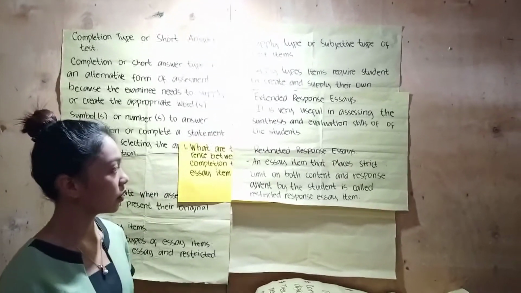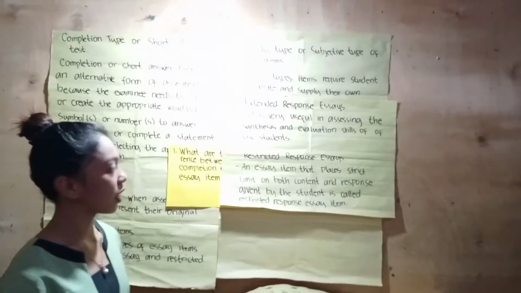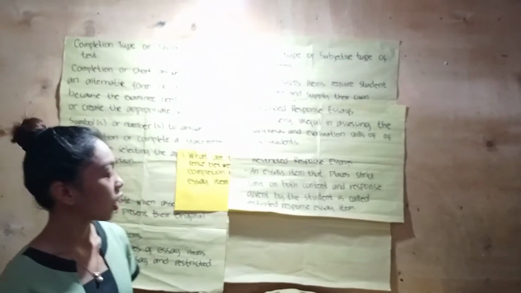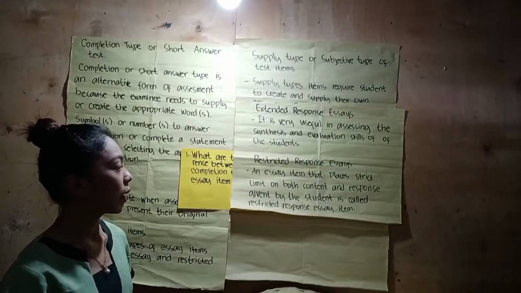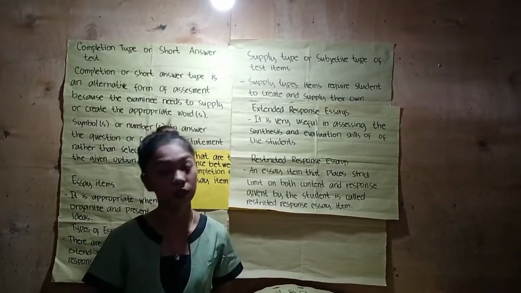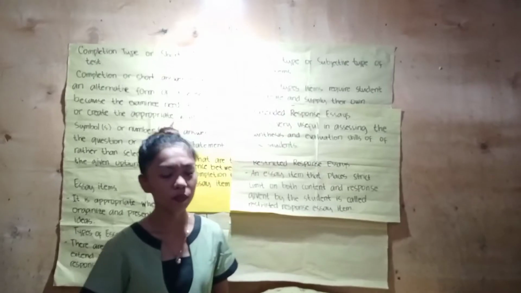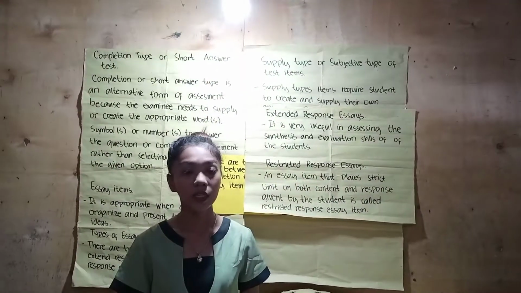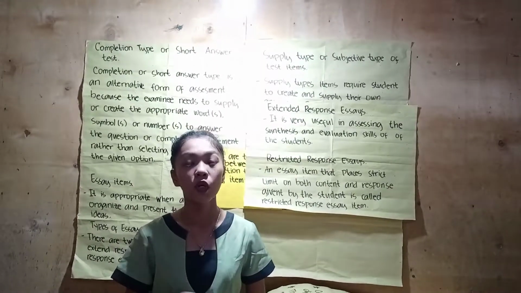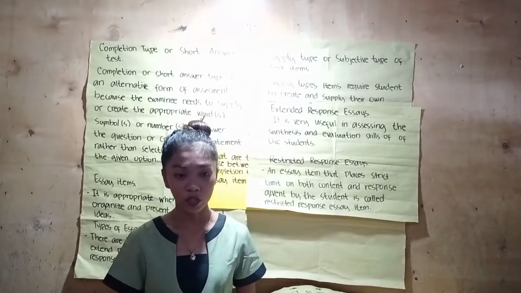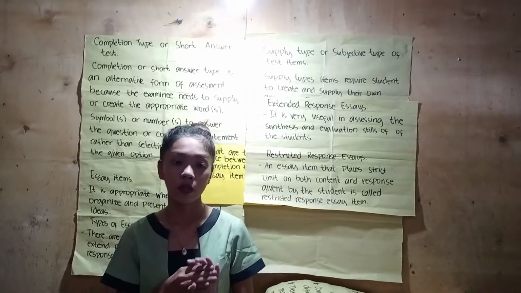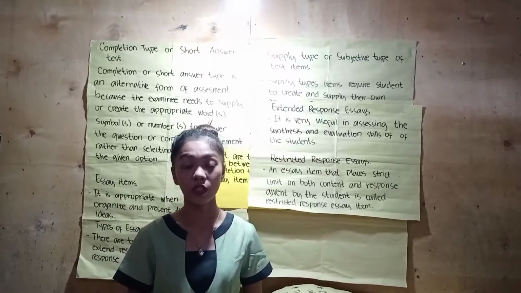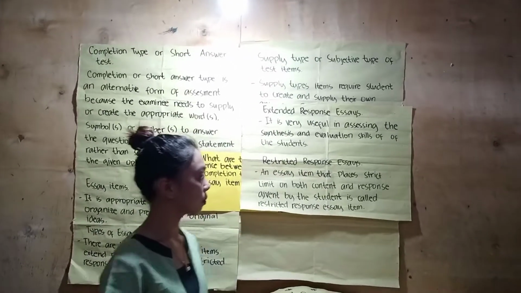Next is the restricted response essay. An essay item that places strict limits on both the content and the response given by the student is called a restricted response essay. It limits the ways in which you will permit the student to answer. So there is a correct answer and we allow students to express the answer in their own words.